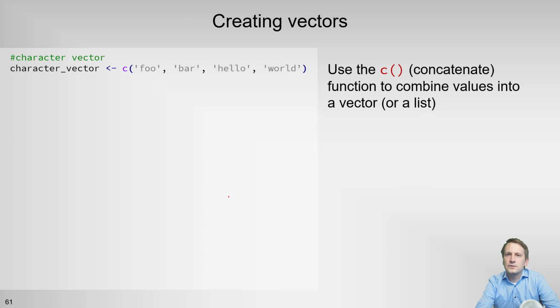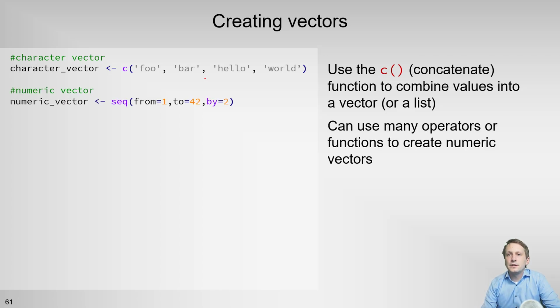Okay, let's create some vectors. Let's create a character vector and call it character_vector. We use the assignment symbol, and then we concatenate "foo", "bar", "hello", and "world". Each of those strings needs to be within quotation marks.